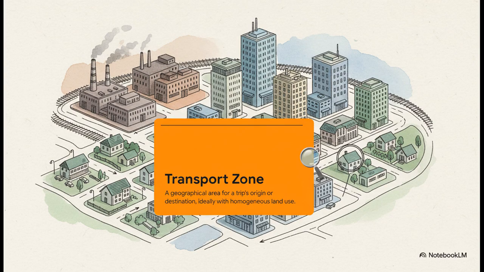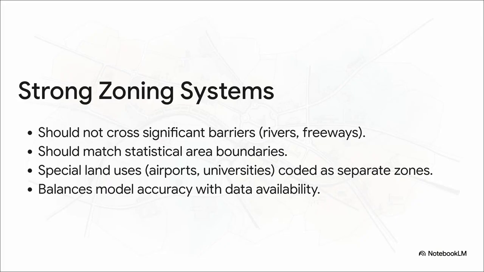And the golden rule here is what we call homogeneity. You really want a zone to be mostly one thing. All residential, all commercial, all industrial. Why? Because it makes it so much easier to predict the number and type of trips that are going to start or end there. Now, drawing these zones on a map isn't random.